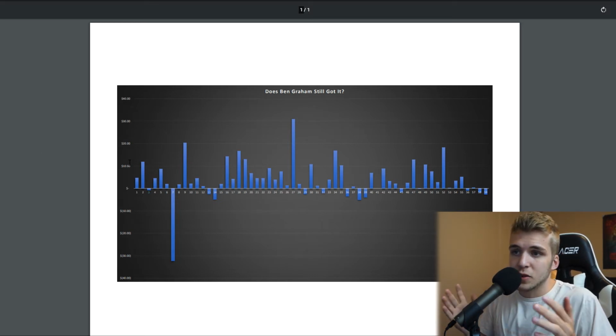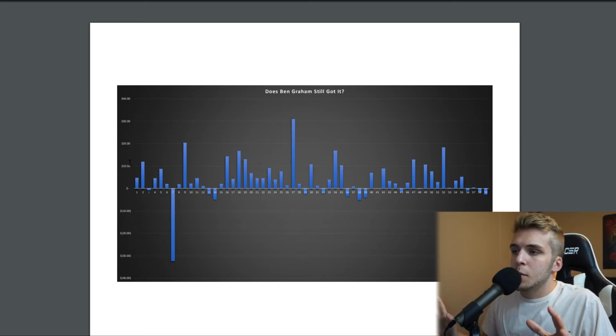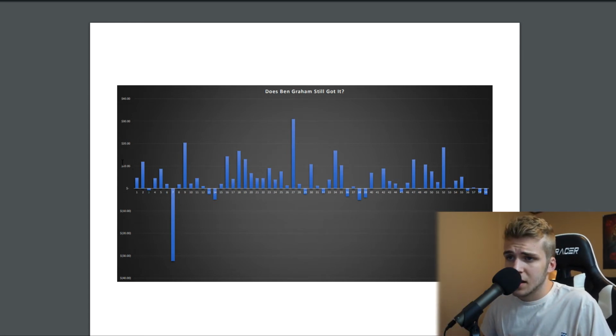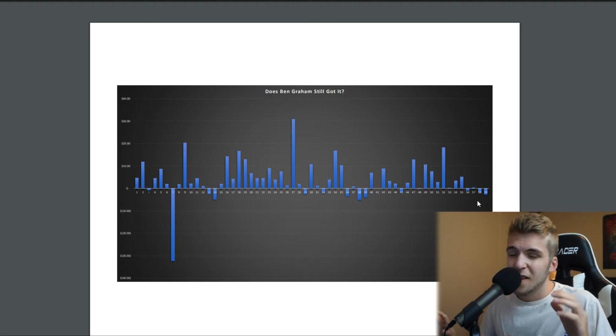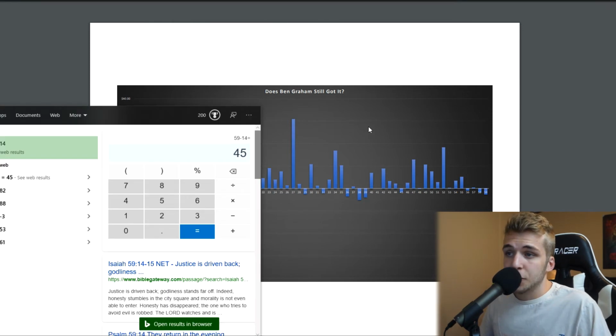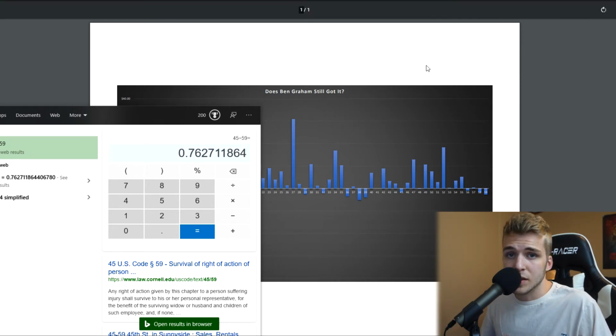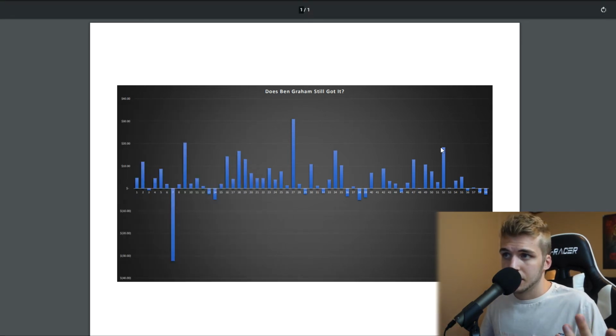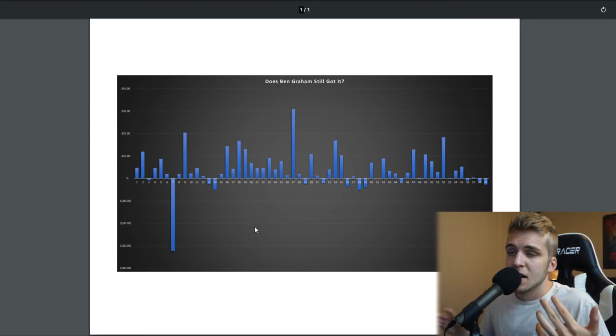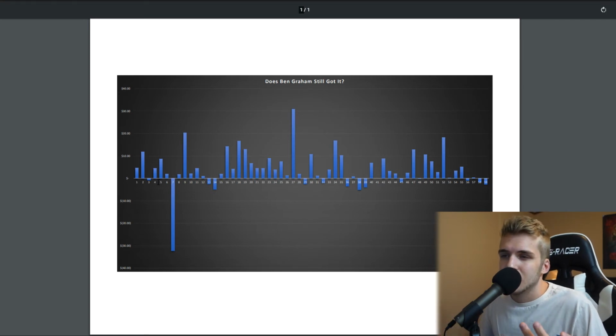And as you guys can tell just by looking at this chart, there are way more positive stocks than negative stocks. So we have 1, 2, 3, 4, 5, 6, 7, 8, 9, 10, 11, 12, 13, 14 negative stocks out of 59, and then the rest are positive. So 45 out of 59 stocks made me money. That's 76% of these stocks that I invested in made me money through the Ben Graham stock screener. So that's pretty good. I would say that passes as, you know, it did pretty well.